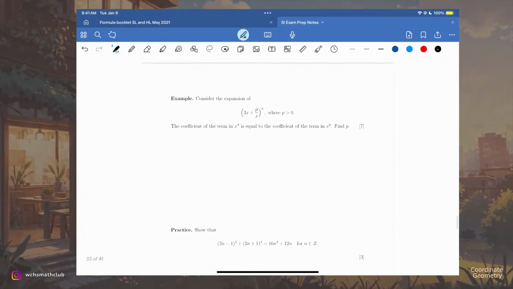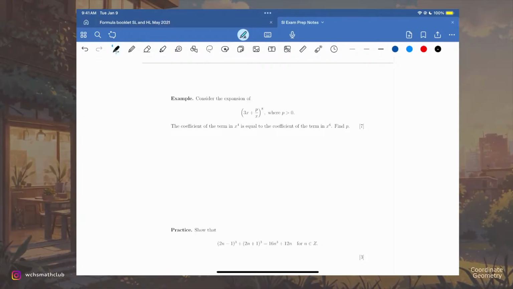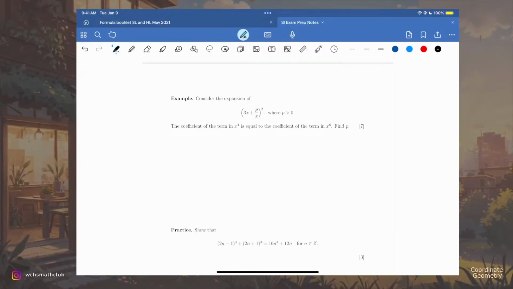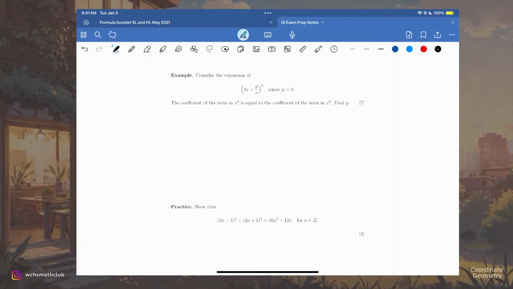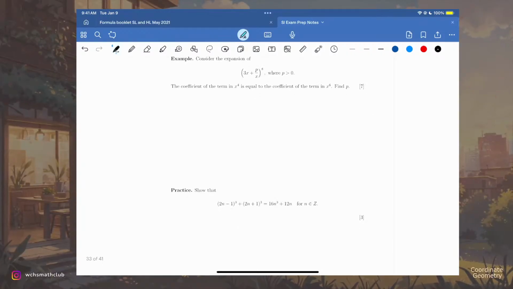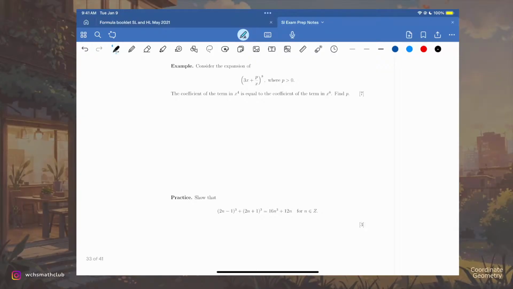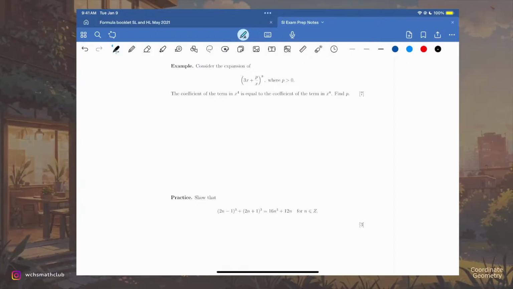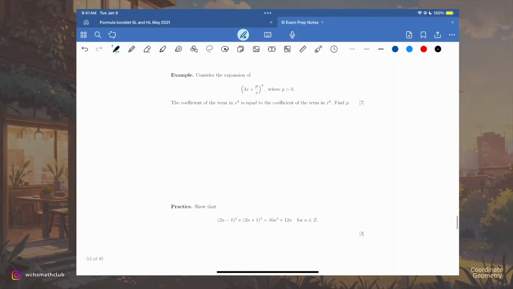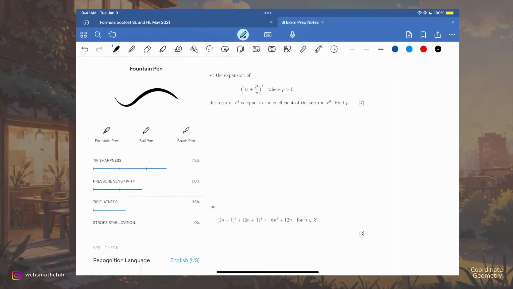It asks us to consider the expansion of 3x plus p over x raised to the power of 8, where p is greater than 0. It also gives us that the coefficient of the term in x to the power of 4 is equal to the coefficient of the term in x to the power of 6. Now it tells us to find this particular value of p. Okay, cool. So how you approach this question is you look at the information you're given and write that in terms of math. That's basically how you solve every single word problem.